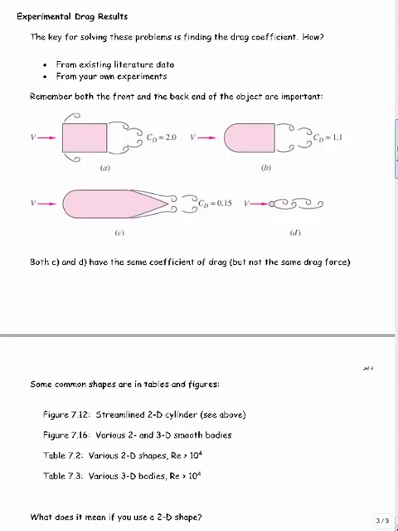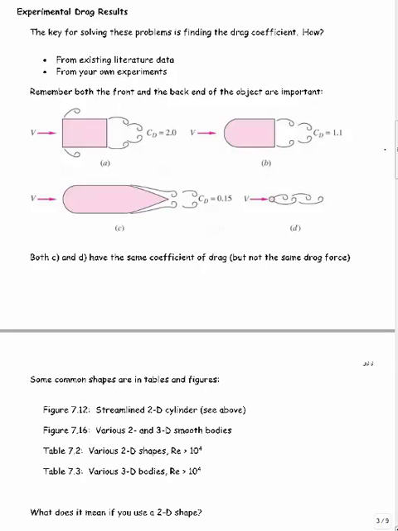Remember that both the front and the back matter. Because of separation, whenever you have separation like this, you're going to get an increase in drag. So the more streamlined you can make it in the back, the better. And in fact, this has the same coefficient of drag as that. The front also matters. If it's really flat, the flow has to turn 90 degrees, and you're going to get a high pressure over the whole face compared to this, which is going to have a lower CD because it's not going to have to turn some of that flow quite as far.